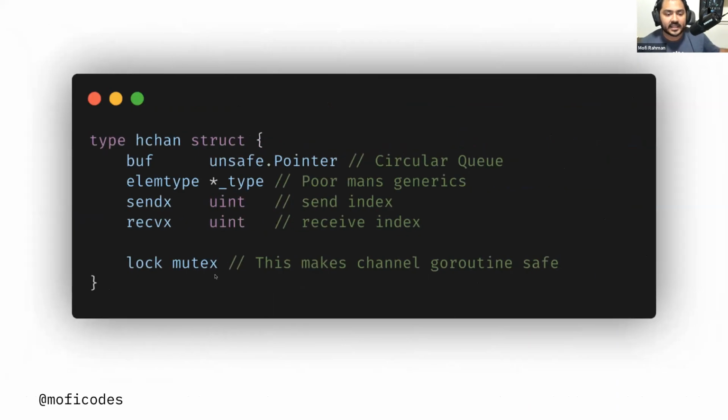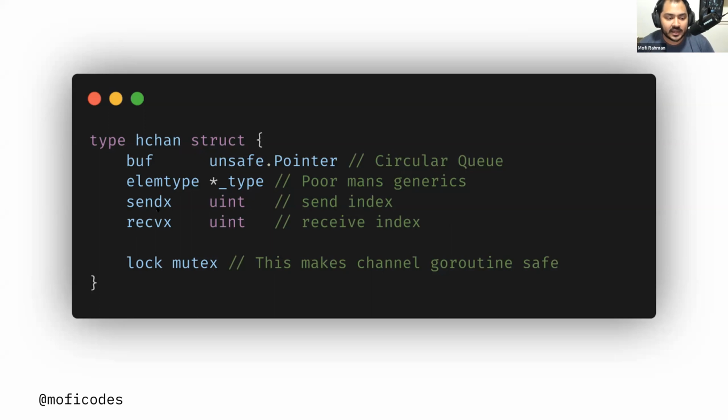And these are the 5 things I think are important. Number 1 is the buffer of unsafe pointer. This is kind of like the store of the data itself. Element type is of type pointer underscore type. This is how the Go team handled generics before generics was available. I don't think channels were written to implement generics, but this underscore type is how channels know what type of channel it should be.